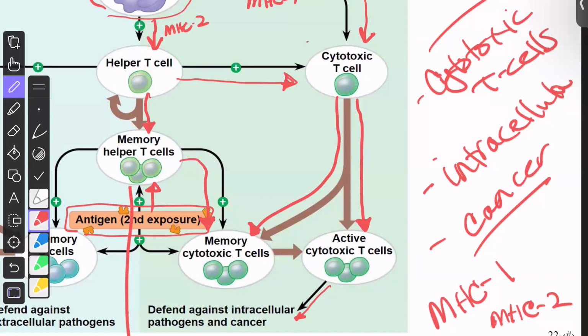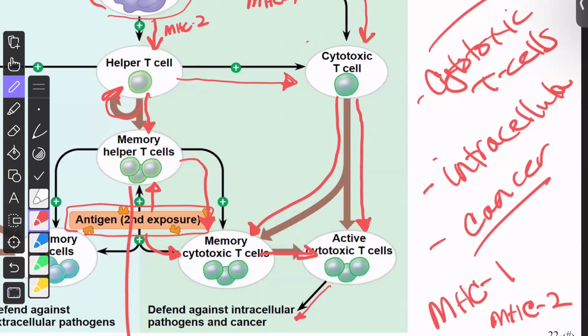And because it's an intracellular pathogen, that second exposure can actually directly stimulate those memory helper T cells, those memory cytotoxic T cells. In which case, all of those cells are going to go over here and become active, right? And we're going to generate some more of these, and we're going to make some more memory cells, making all of these new cells and doing all of this stuff, right? Remember that second exposure is going to get us a faster, stronger response, right?